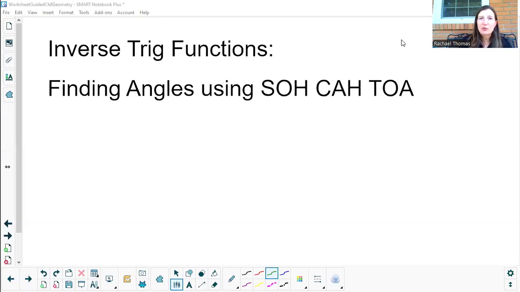Today's video is going to be a little bit more than 1 minute because I'm going to give you the full and thorough explanation of how to find an angle using SOH CAH TOA. These things are called inverse trig functions.